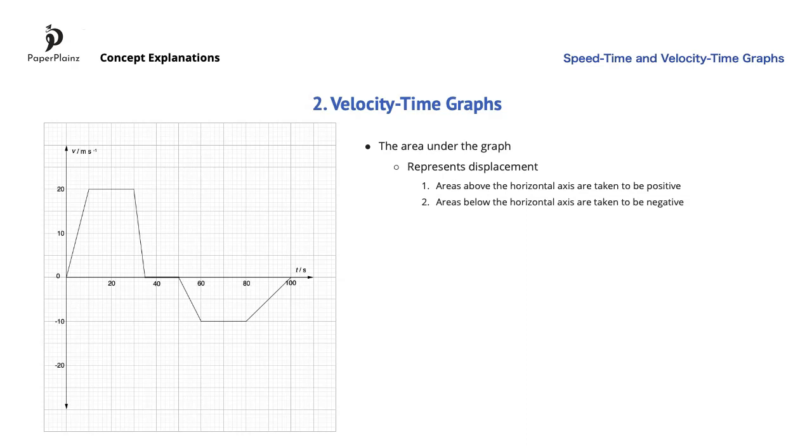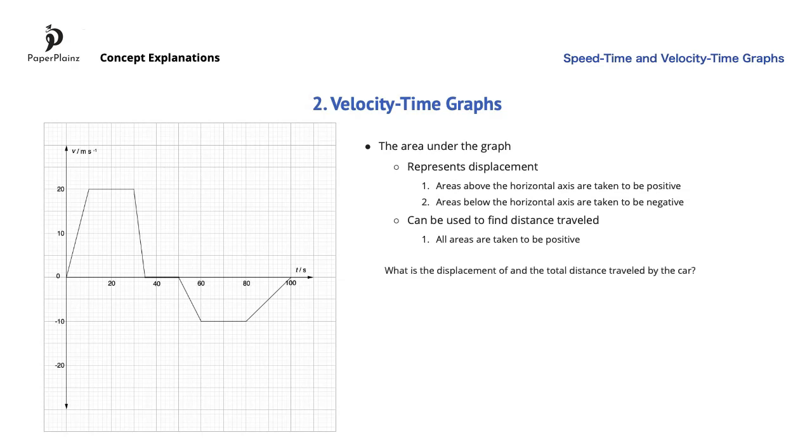The area under the graph can also be used to calculate distance traveled. However, here all areas are taken to be positive. Let's find the displacement and the total distance traveled by this car. Earlier in this video, when finding the area under the speed time graph, I worked with the area of two triangles and the rectangle. Here I will take a slightly different approach and use the area formula for a trapezium.